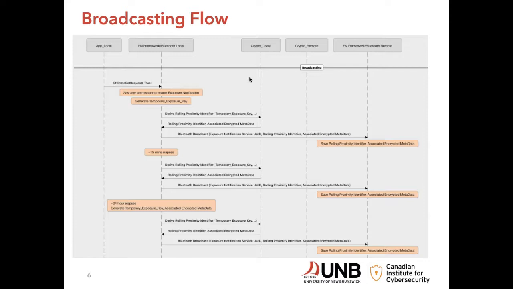And the advertiser address of RPIs and AEM shall be changed at the same time so that they cannot be linked. And if the hardware allows, a separate Bluetooth broadcasting instance shall be used to provide reliability and flexibility in choosing optimal intervals. The broadcasting interval is subject to change, but is currently recommended to be 200 to 270 milliseconds.